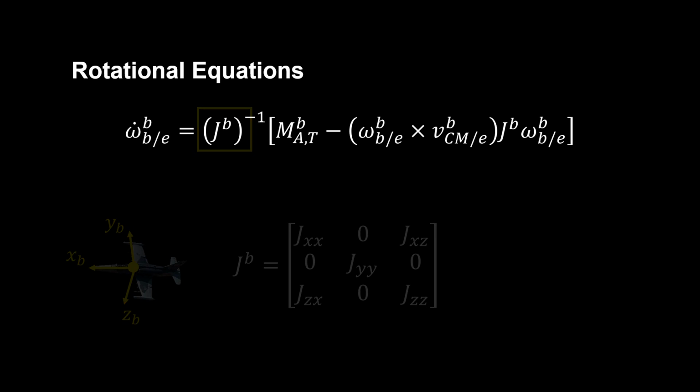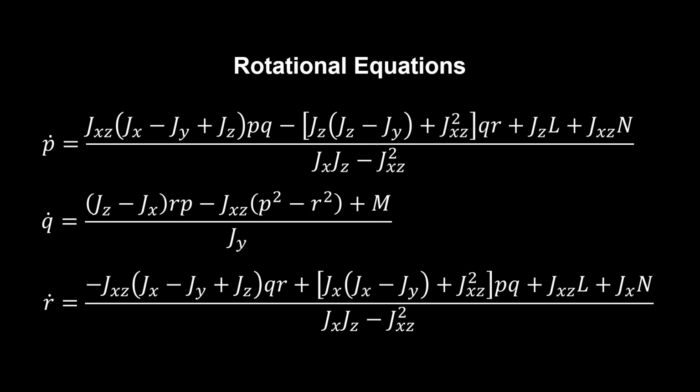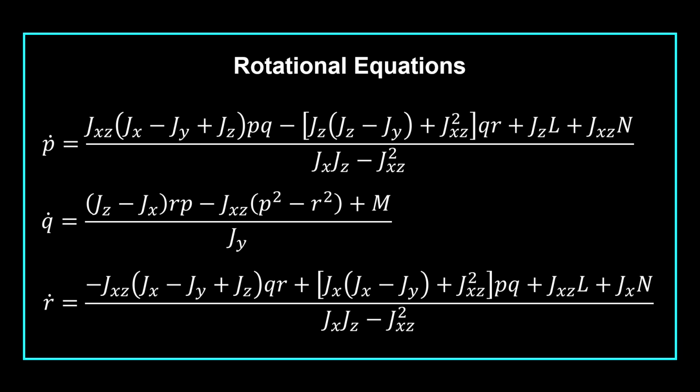This allows us to simplify the rotational equations so that when we expand the right-hand side with the cross product and matrix vector multiplication, we obtain the roll, pitch, and yaw equations. Note the double indices XX, YY, ZZ, they've been replaced with X, Y, and Z for brevity.